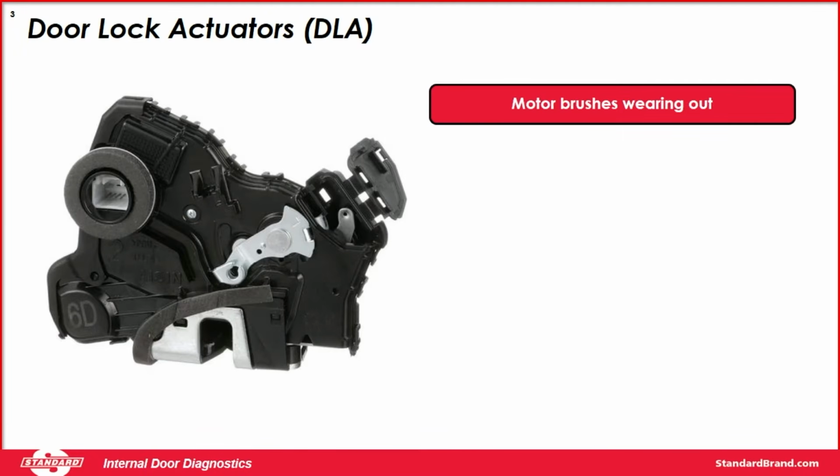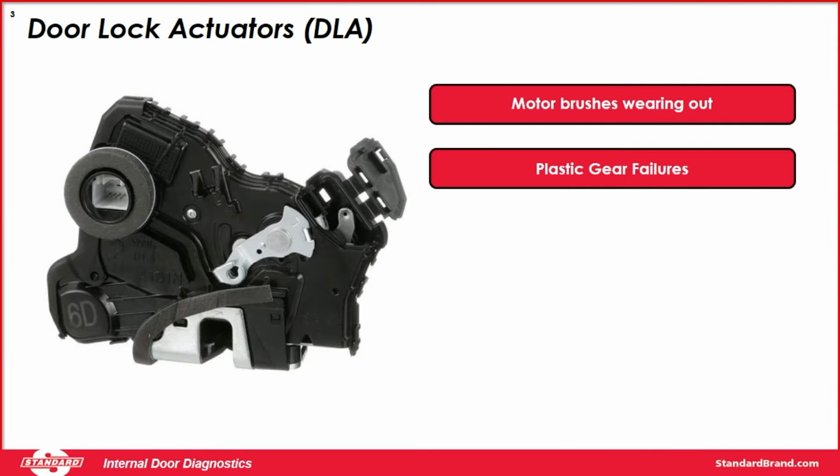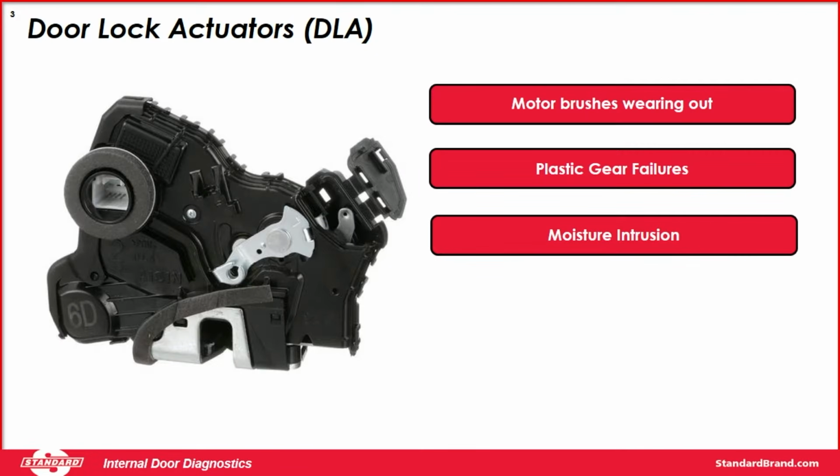So we have things like motor brushes wearing out, pretty common. We have things like plastic gear failures. With plastic gear failures, this is going to be common on just about any manufacturer, because you have to think we're going to have millions of vehicles on the road being built with these door lock actuators, and they want to lessen the cost of every component that's possibly put on the vehicle brand new. So plastic gears are one way that they do that, and these can fail pretty easily.